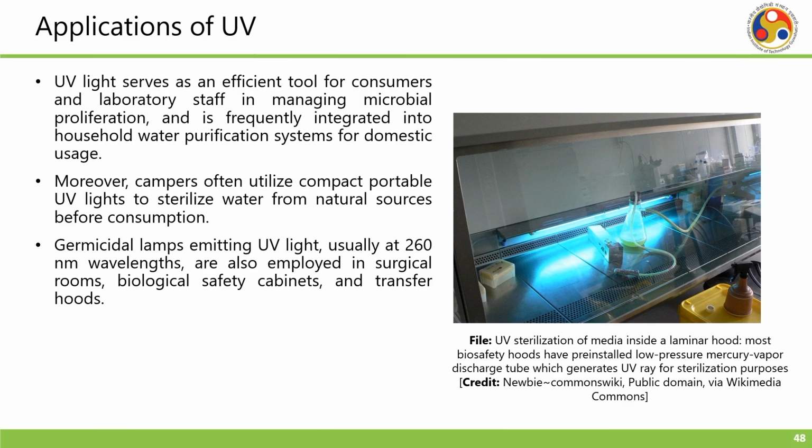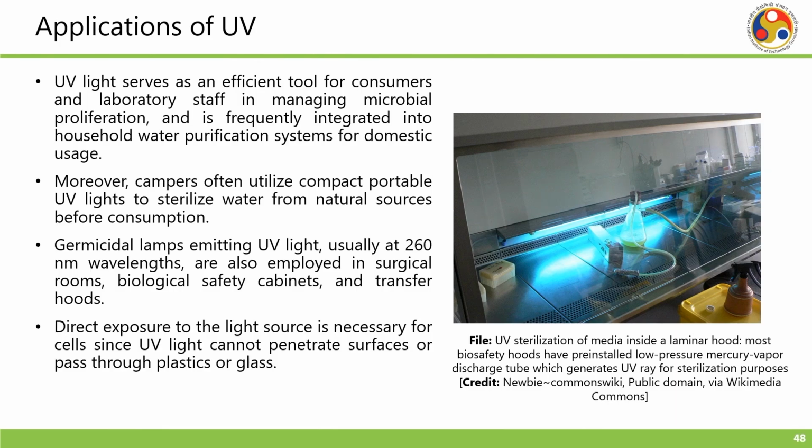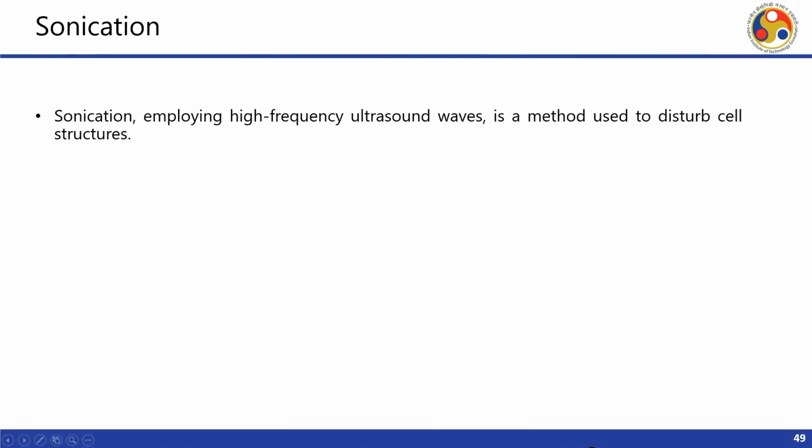Germicidal lamps emitting UV light, usually at 260 nanometer wavelengths, are also employed in surgical rooms, biological safety cabinets, and transfer hoods. Direct exposure to the light source is necessary for cells, since UV light cannot penetrate surfaces or pass through plastics or glass. So, here you can see UV sterilization of media inside a laminar hood in a laboratory setting.